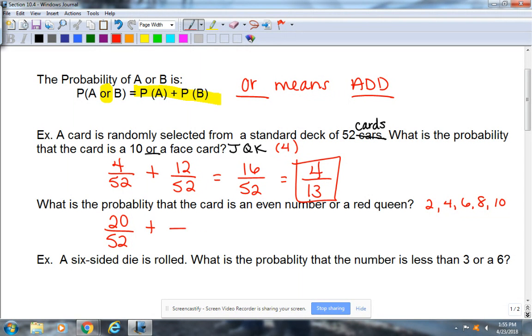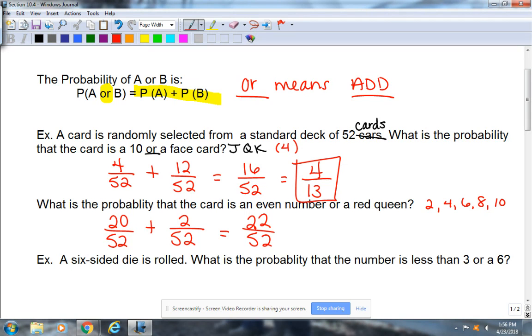Plus, how many red queens are in the whole deck? 2 red queens out of 52. And then we got a common denominator of 52, so we add across. 20 plus 2 is 22 out of 52. And then we'll reduce that fraction.